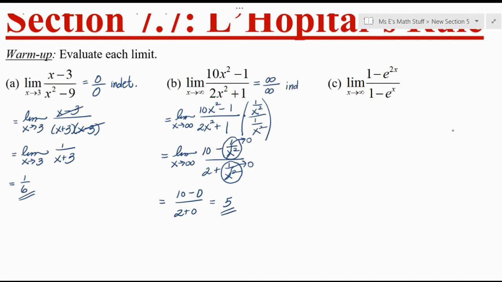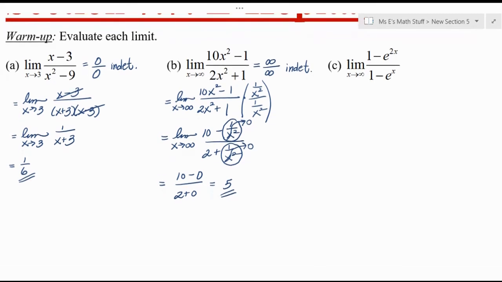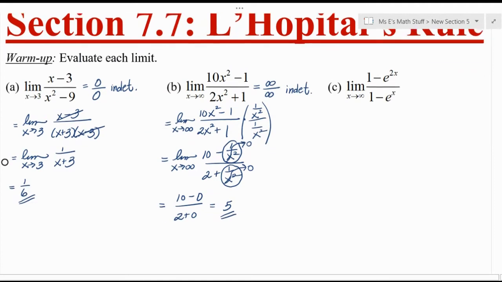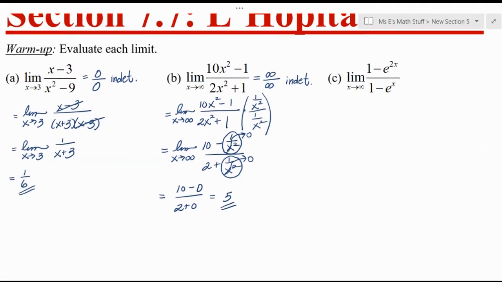Okay, so at this point, I hope you're feeling like you're getting a nice review of some basic evaluating limit techniques, and then also a review of what indeterminate forms meant. Okay, moving on to part C. Let's see, let x approach infinity. Anyway, you'd have 1 minus e to the 2 times infinity. So what would that be? Negative infinity. And then 1 minus e to the infinity, that'll be over negative infinity.